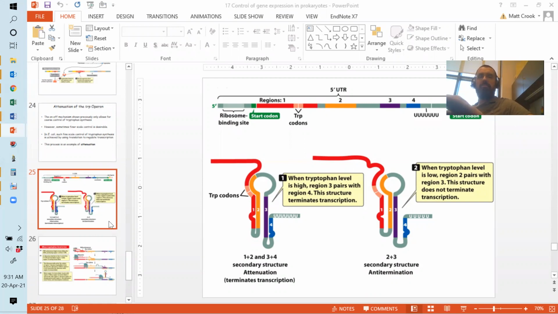Okay, so just as a recap, it's really always tricky because I teach this in two different classes, but I'm pretty sure we went through it in a different way and didn't go through these. So I'm going to spend the first 10 minutes of this class going through a different way of looking at the attenuation of the trp operon, and hopefully that will help reinforce essentially what we talked about last Thursday.